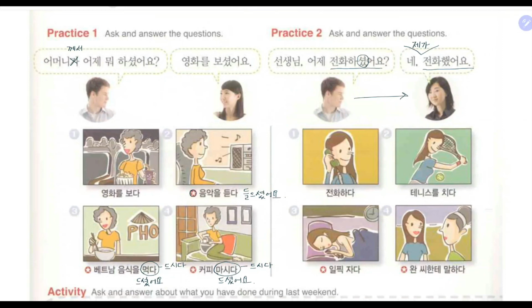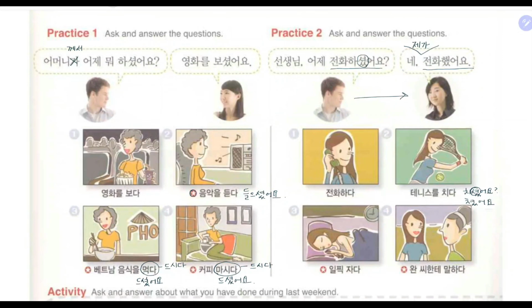자, 1번은 됐어요. 1번, number 1 is done. Number 2 갑시다. 테니스를 치다. 선생님, 어제 테니스를 치셨어요? Then you answer what? 네, 쳤어요. 쳤어요. So when you ask, you need this honorific form, but when you answer, you don't use honorific form. Done? 자, number 3 갑시다.